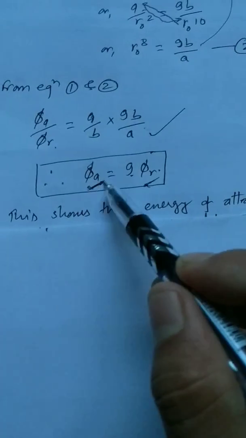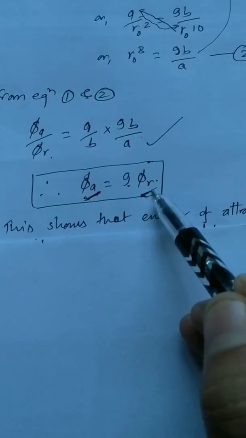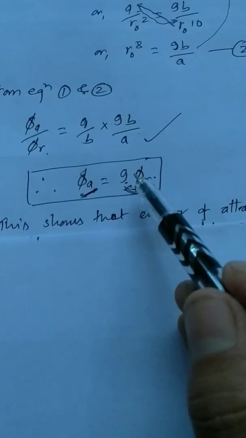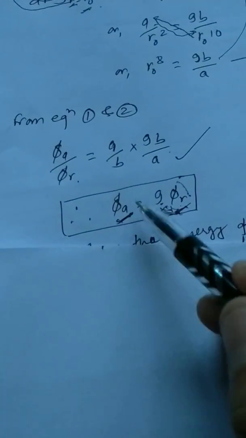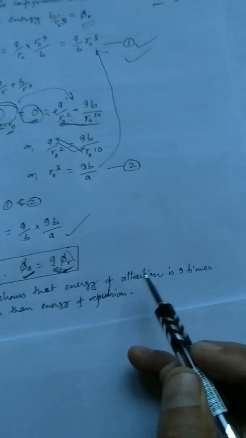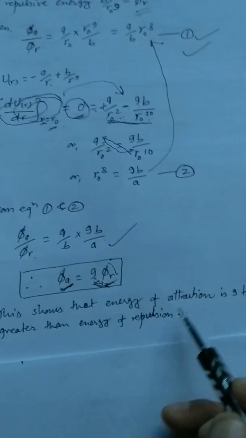This is attractive energy, we assumed it here, at equilibrium state, and this is repulsive energy, we assumed it here at equilibrium state. Now we find the relation: attractive energy is 9 times repulsive energy for the system in an equilibrium state. And this is the arrangement what our question says, and this is the complete answer, and this shows that the energy of attraction is 9 times greater than energy of repulsion.